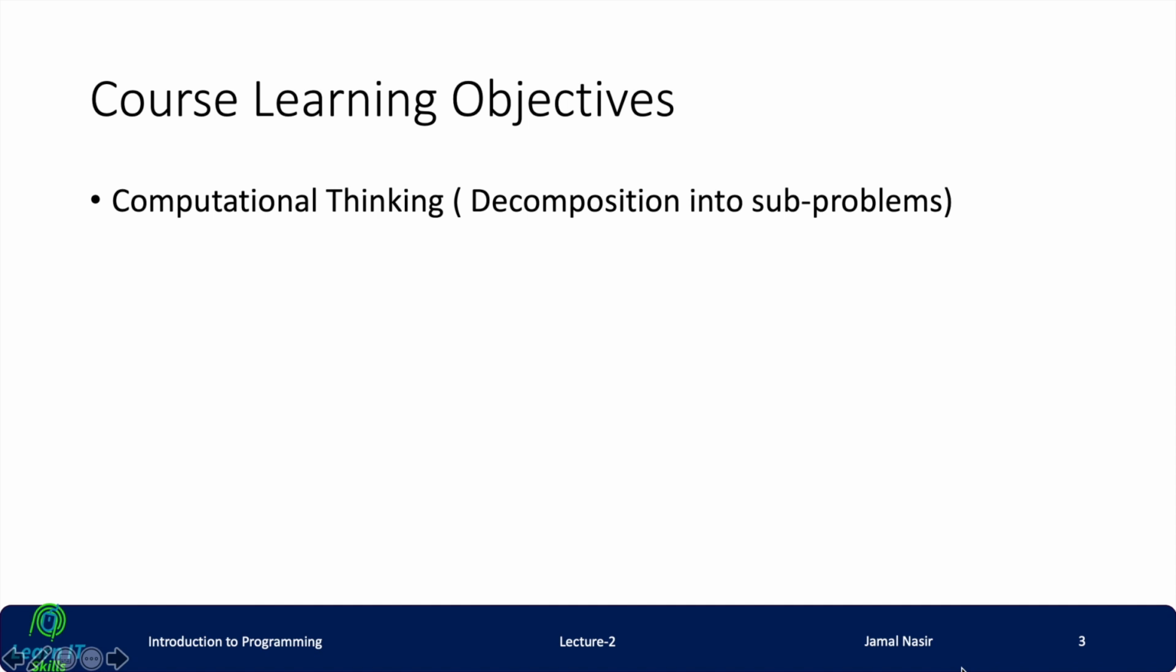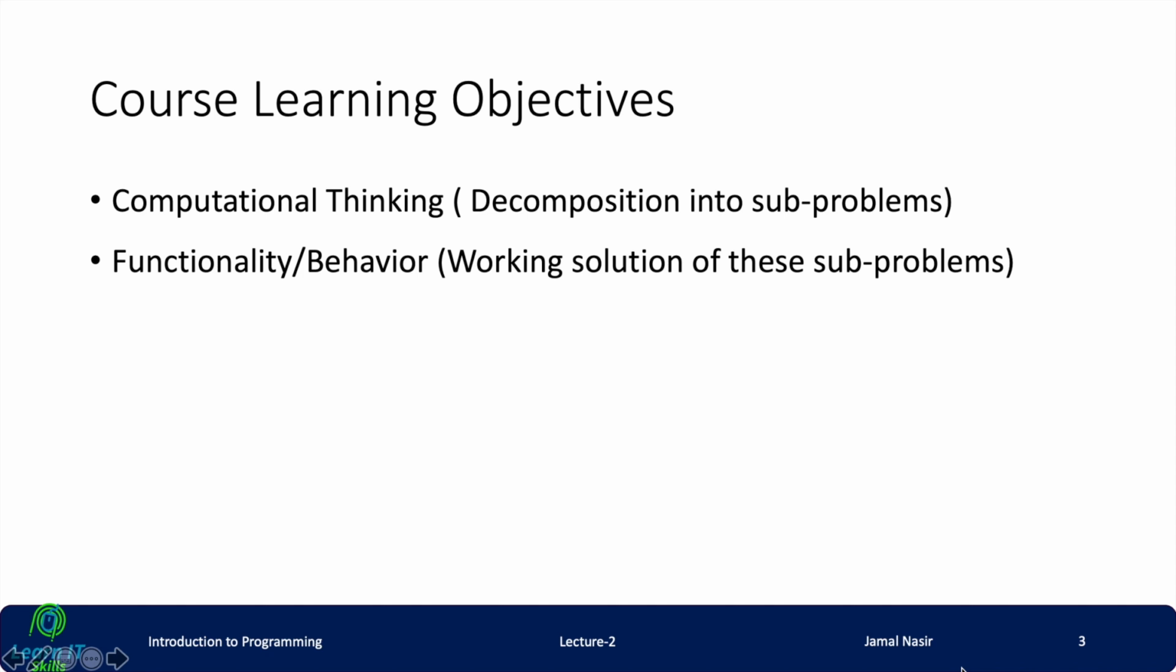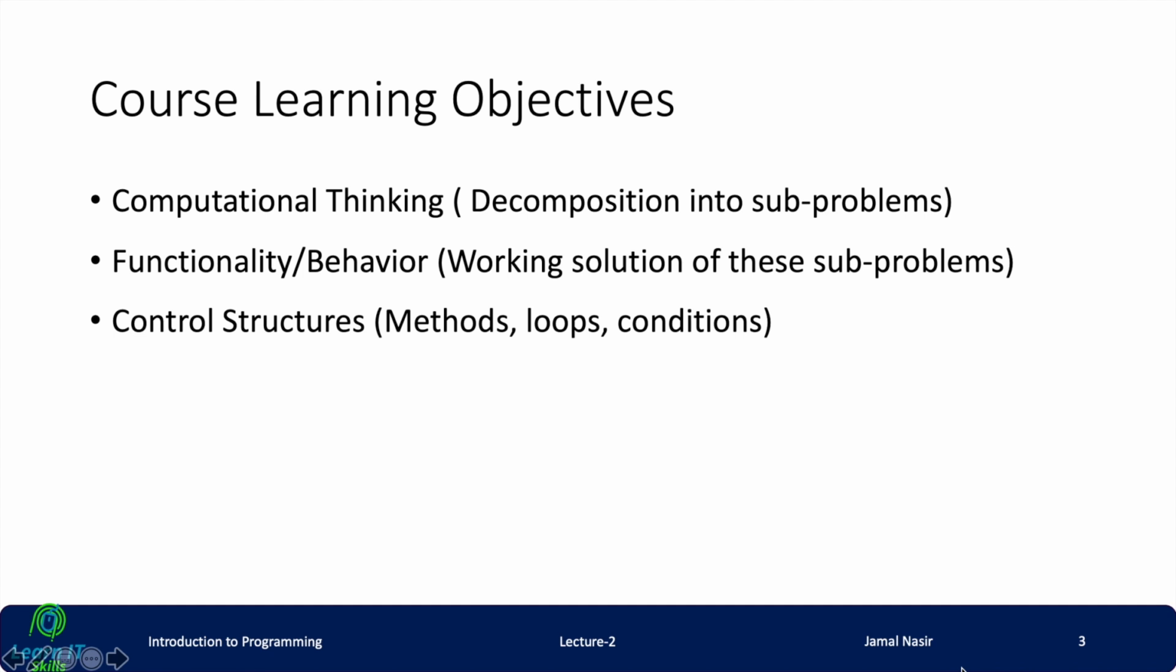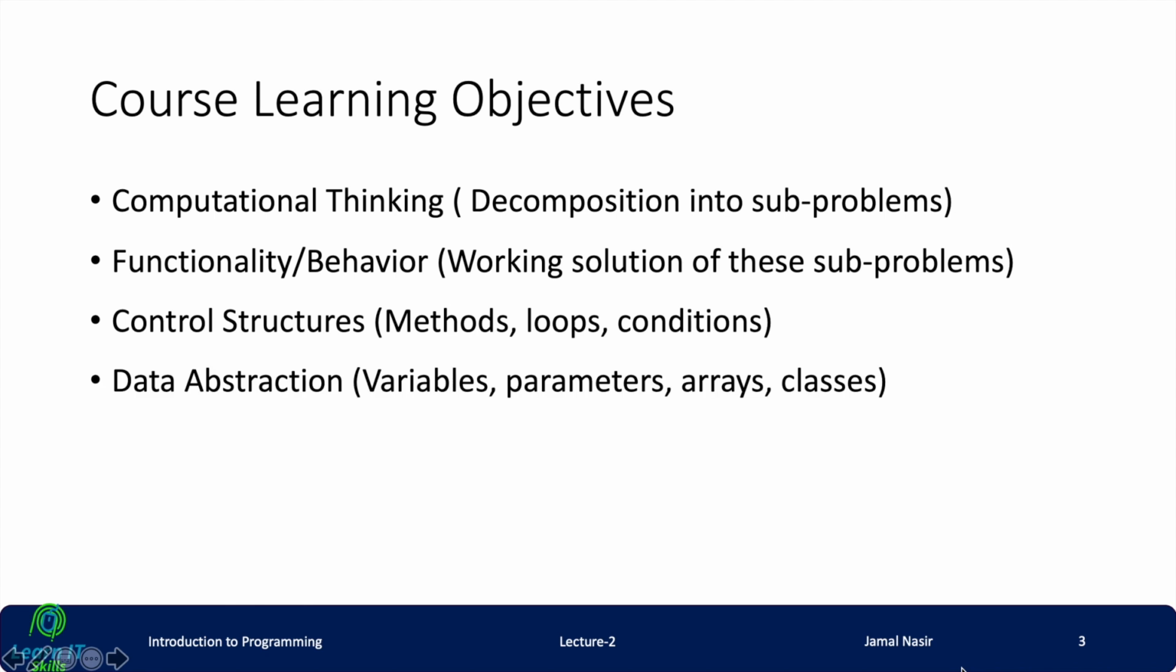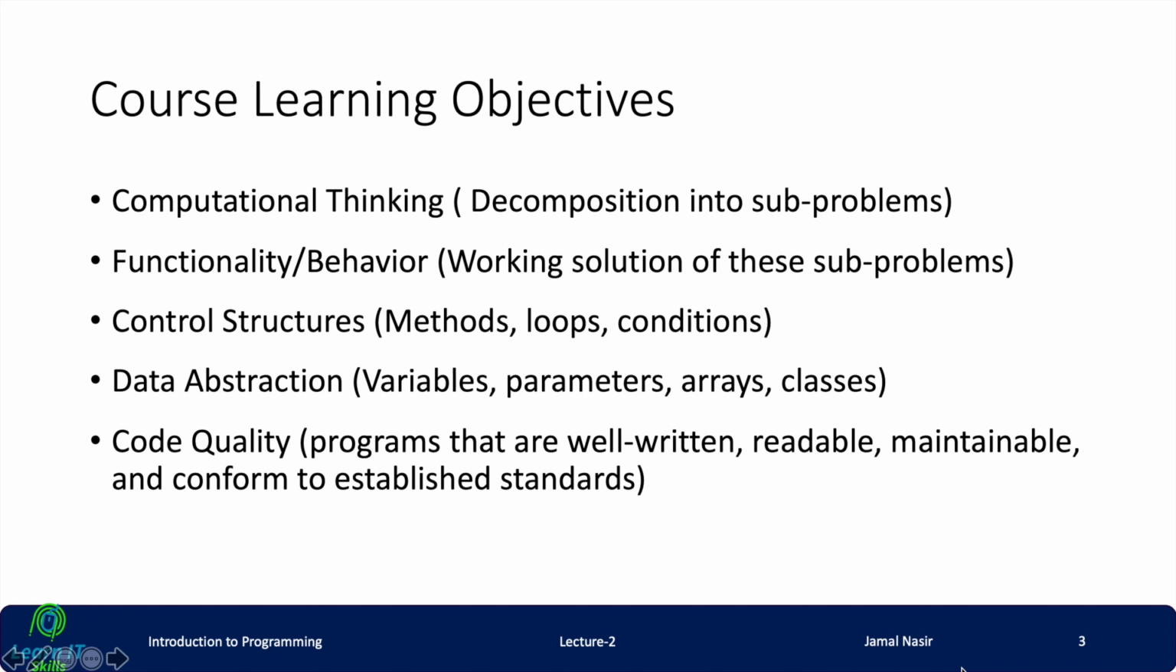So, first objective is computational thinking, which is decomposition of a bigger problem into subproblems. Then functionality, working solution of these subproblems. Control structures, it includes methods, loops, conditions. Data abstraction is variables, parameters, arrays, classes. So we will study all of these things in this course. And finally, code quality. Programs that are well written, readable, maintainable, and conform to established standards. So this is code quality.